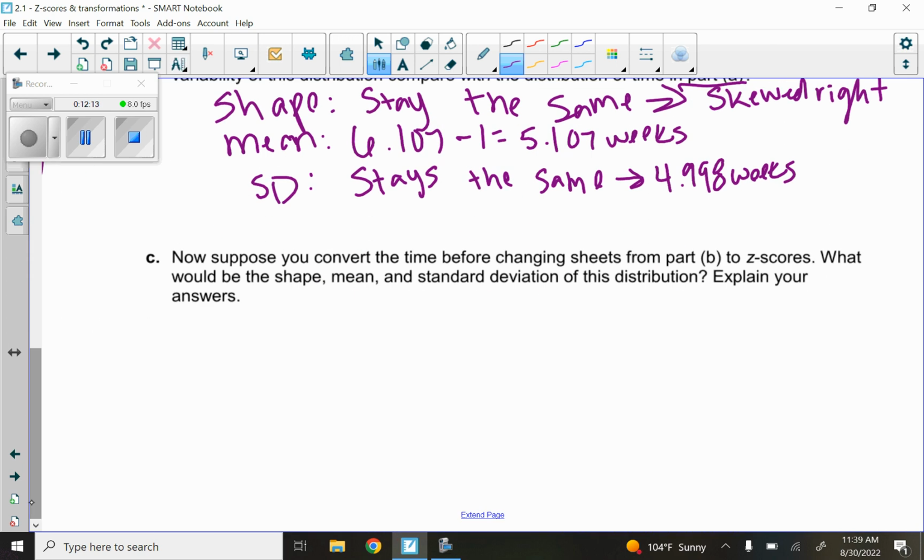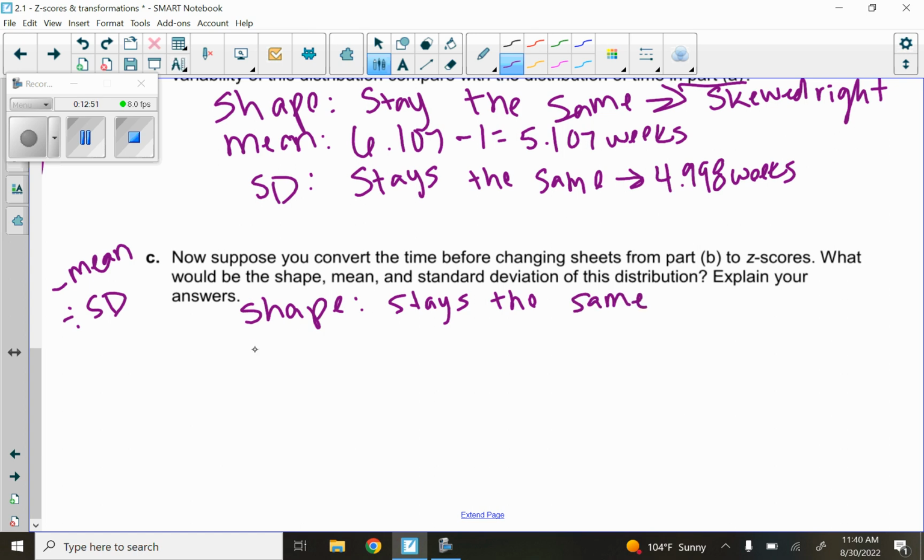And then C. Now suppose you convert the time before changing sheets from part B to z-scores. What would be the shape, mean, and standard deviation of this distribution? Explain your answers. So if we want to do z-scores, remember that means we're going to 1, subtract the mean, and 2, divide by standard deviation. So once again, shape stays the same.